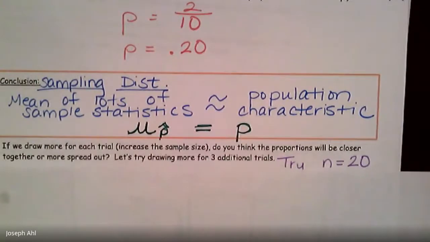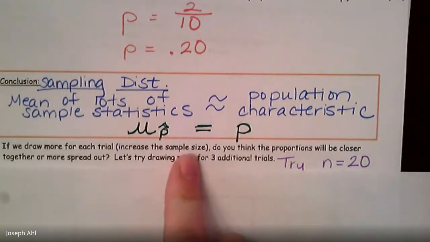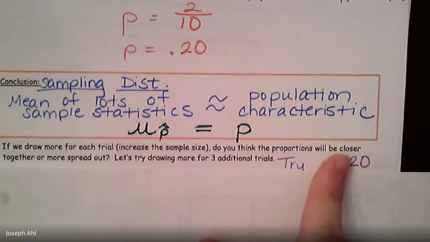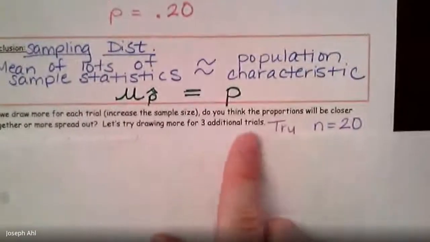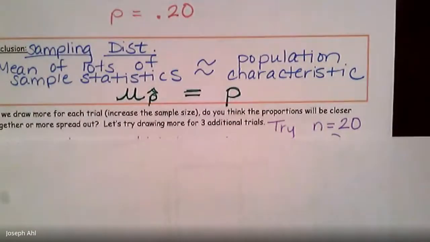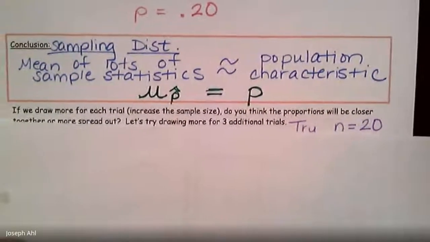All right, moving on from there, if we draw more for each trial, so we increase the sample size. We had a sample size of 10 just a moment ago. Do you think the proportions will be closer together or more spread out? Let's try drawing 3 more additional trials. So then I would have you consider n equals 20. So if we increase that sample, if we choose a chip 20 different times and we record how many of them are red, what do you think would happen in that case? Is it going to be a better representation of what P is, or is it not as great of a representation?